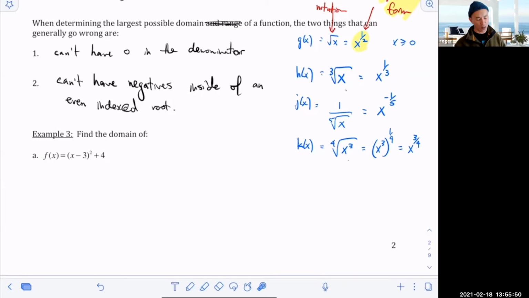So when nothing can go wrong, the domain is going to be all the real numbers, right? So how do we describe all the real numbers? You can do it in a variety of ways.